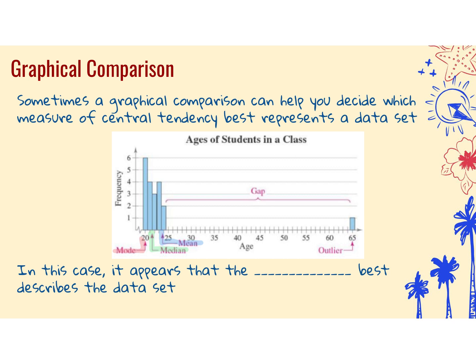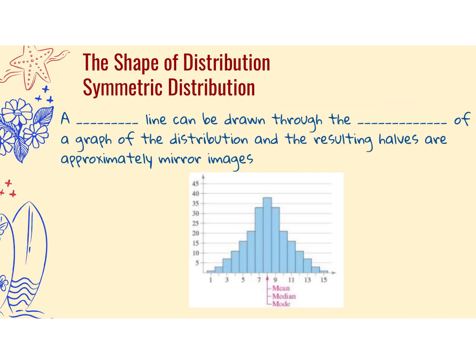So looking here, I would say that our median best describes the data set. Because you can tell this is our ages that we just did in our problem above. That gap and that outlier are causing the mean to move far from the center of that cluster. Okay, so that wraps up our mean, median, and mode.